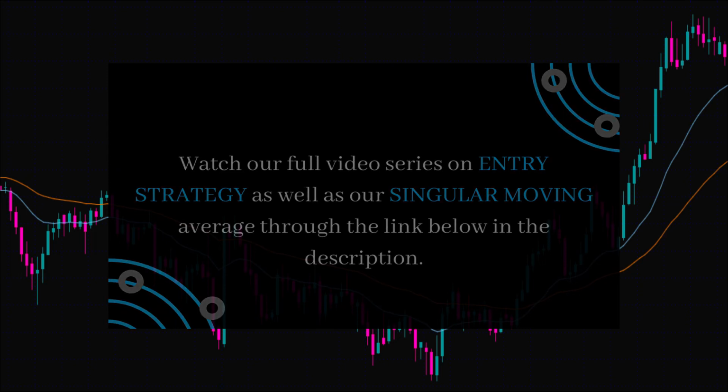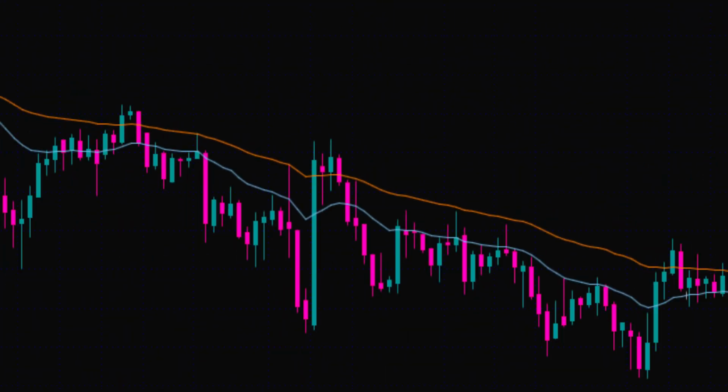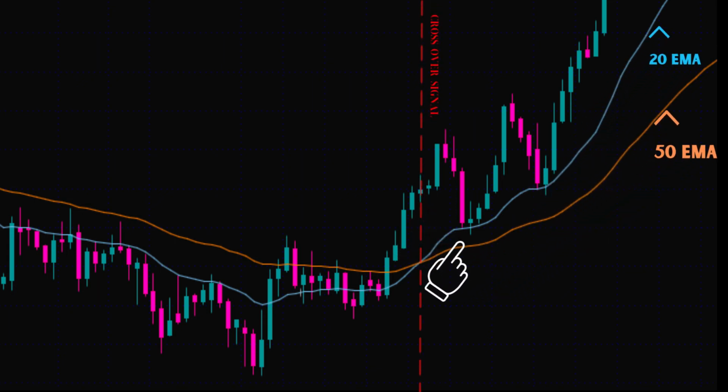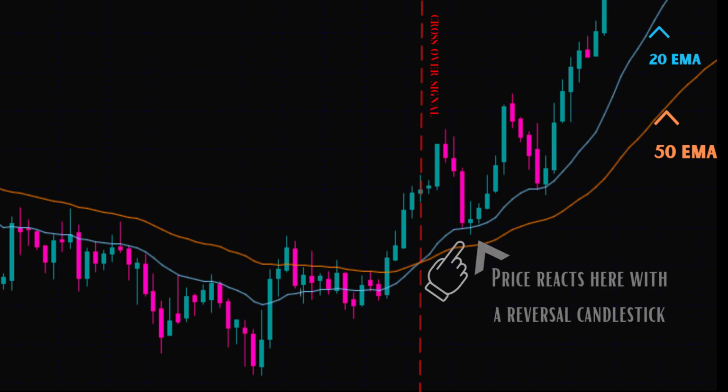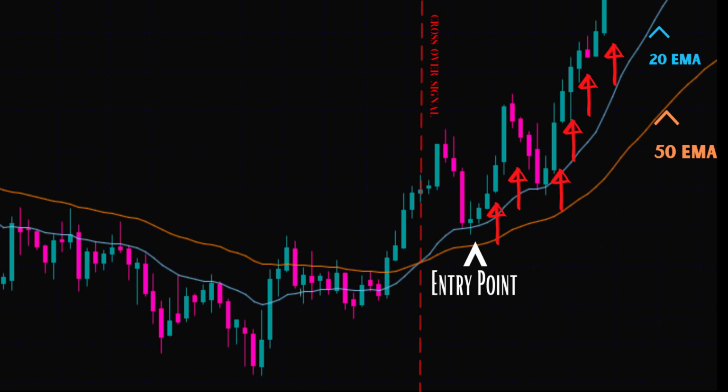Before we wrap up this video, let's take a look at a few examples. Price trends down. Price then pushes back through the moving averages. This is ultimately pulling the 20 EMA through the 50. At which point, price then pulls back, reacts to our trading zone, and finally makes another run into profitable territory.